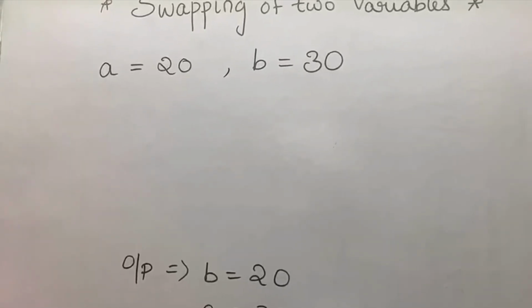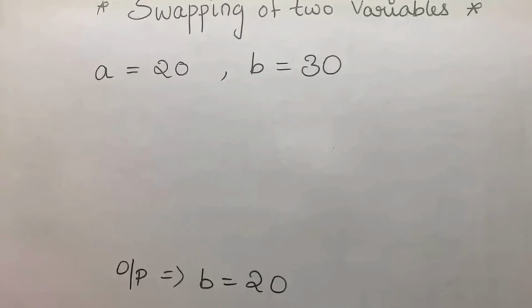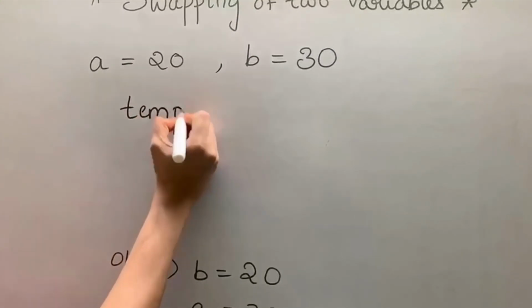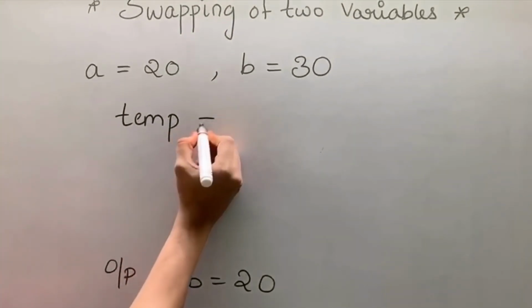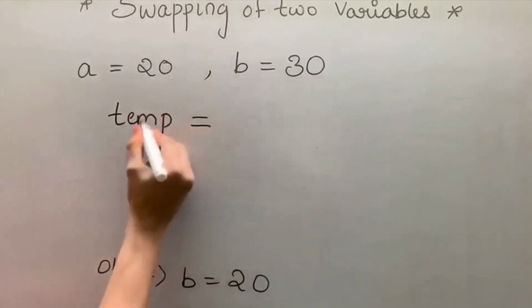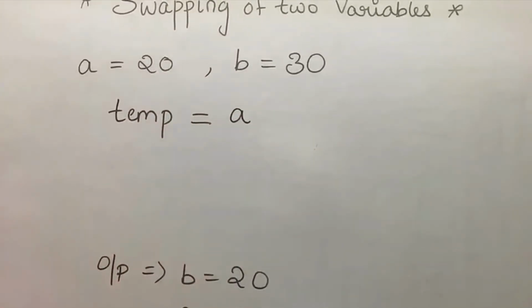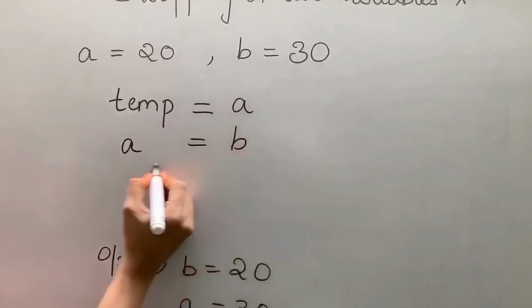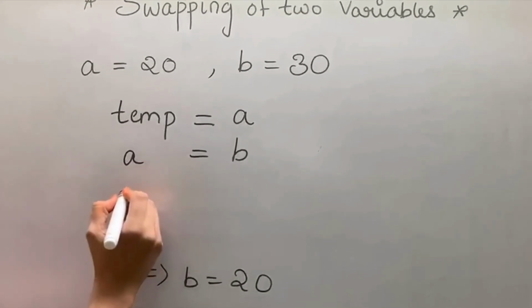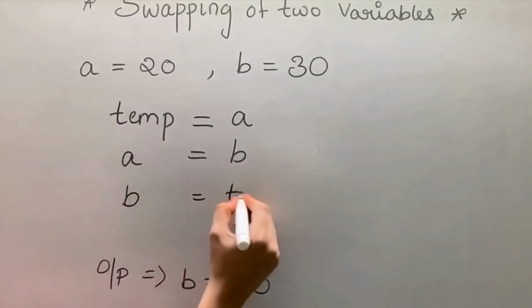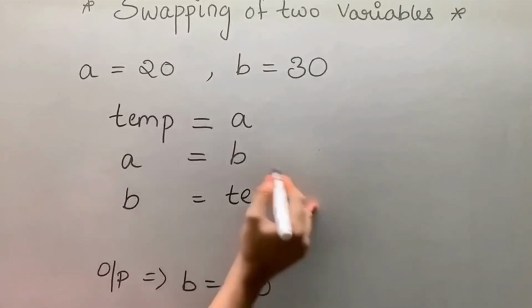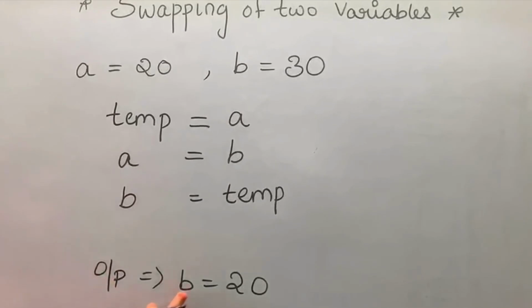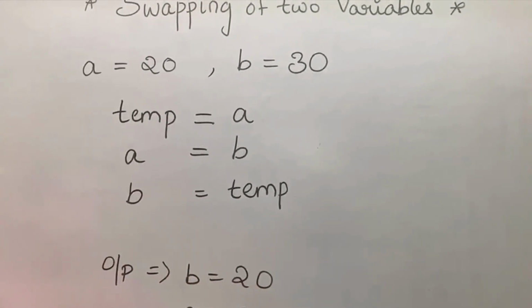Coming back to the logic of swapping two variables. In the previous live demo, I took a temporary glass. Let it be temp. Initially, I transferred the contents of the A variable to temp, so temp is equal to A. After that, A is equal to B, the contents of B are transferred to A. Now, finally, B is equal to temp. The contents of the temporary variable are stored in B. Finally, the output will be B is equal to 20 and A is equal to 30.